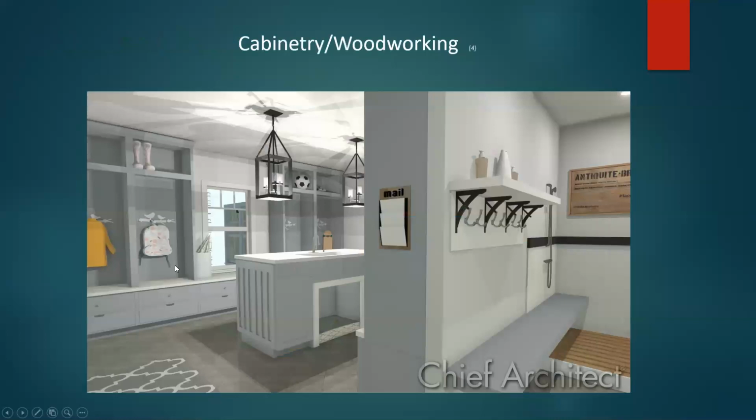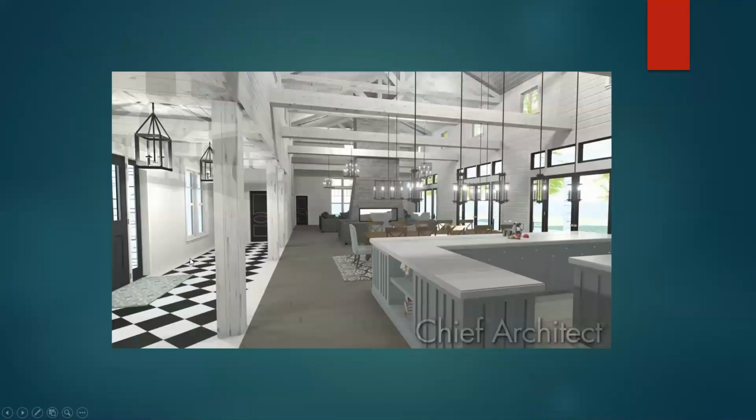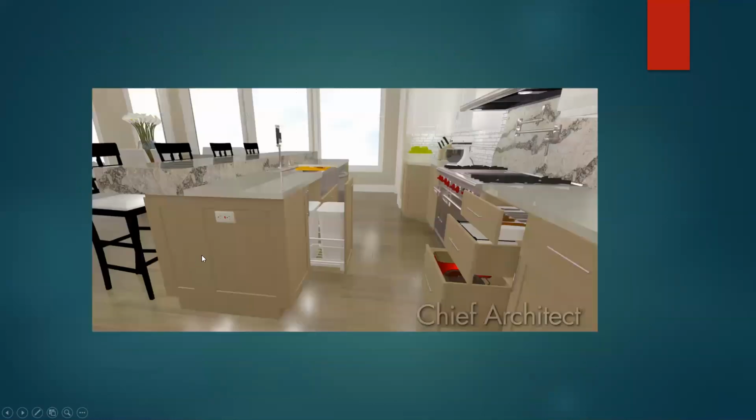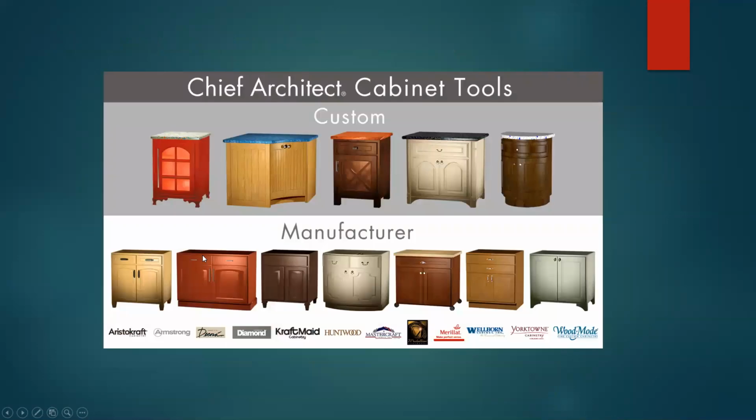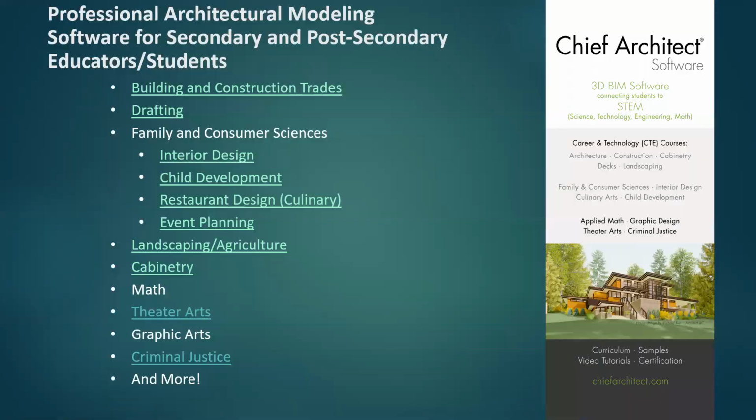Cabinetry. Cabinetry is included in Chief Architect. You can create custom cabinets. You can create lots of things with the cabinetry tools. Here are several examples of what you might create. These are the cabinet tools. We have manufacturer cabinets. So you can pick the species, the type of wood, the stain, all kinds of things with it.